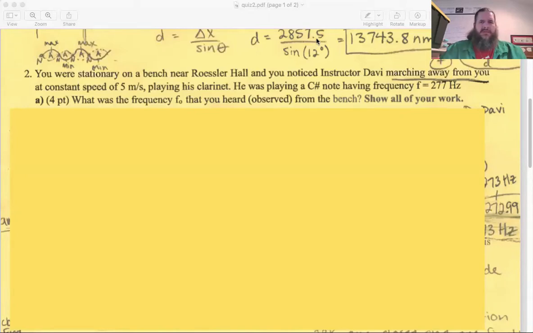All right, so we have a clarinet player walking away from you at a speed of 5 meters per second. And we know he's playing a note with this frequency, 277 hertz. And we want to know what frequency you actually hear from that. So how can we figure out the change in the new frequency here? Or first of all, why would we hear a different frequency than just 277 hertz again?